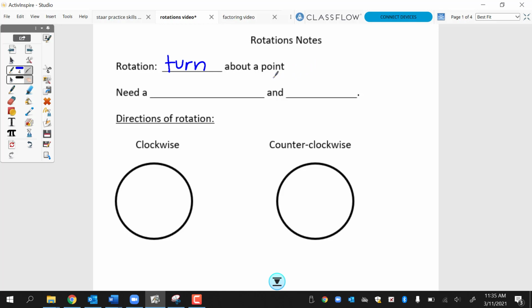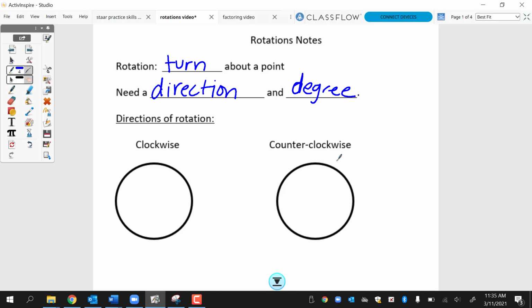So when we are rotating, we need a direction. We need to know which way we are turning, and we need to know a degree measure, like how much we are supposed to be turning, okay? So when they say a direction, we have two directions. We have clockwise and counterclockwise.